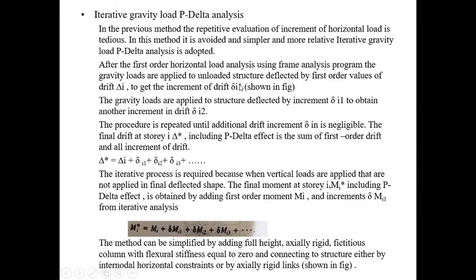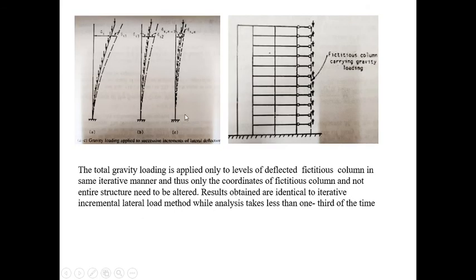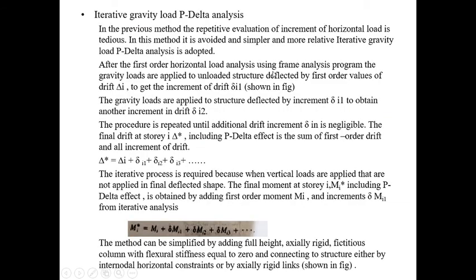Now this delta I1, the gravity loads are applied to the structure deflected by increment delta I1 to obtain another increment, delta I2. So when you apply this delta I1 further, there will be a further increase in the drift. That increment is delta I2 here. So the delta I2 value is found out. This procedure is again repeated until the drift increment is very small.